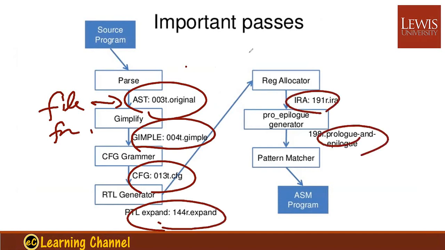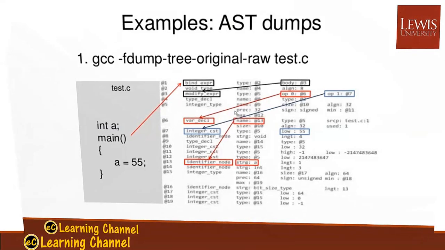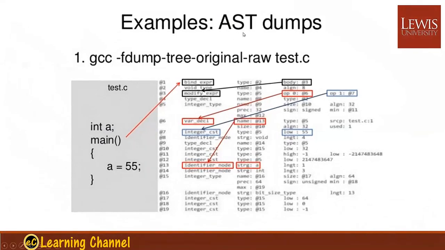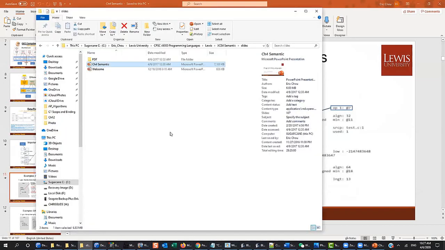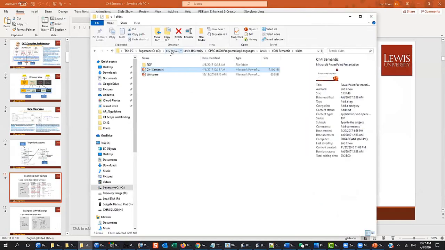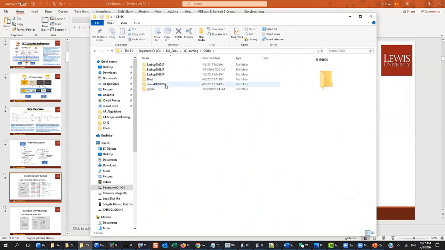Why do we talk about this? All these can be dumped. You can dump that kind of code with the GCC compiler. So the first one is called AST dump. Let's just try. I don't know whether I can be successful or not. I haven't checked my GCC compiler for a while, but let me try.